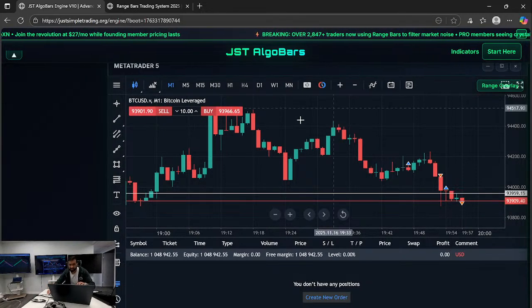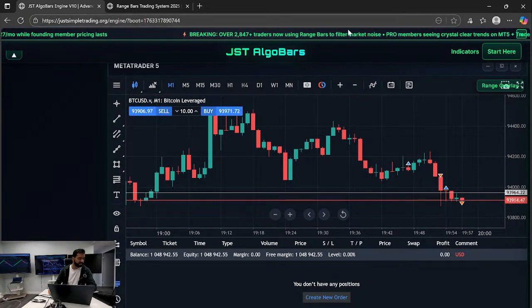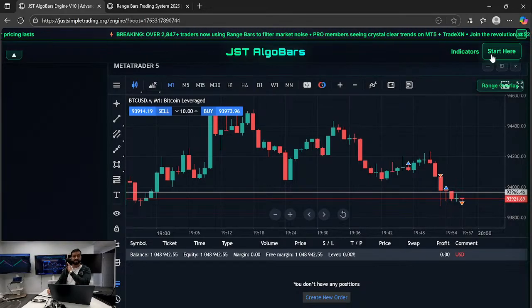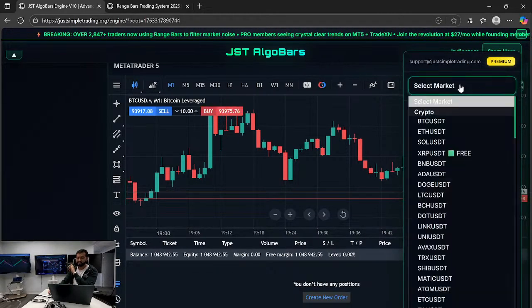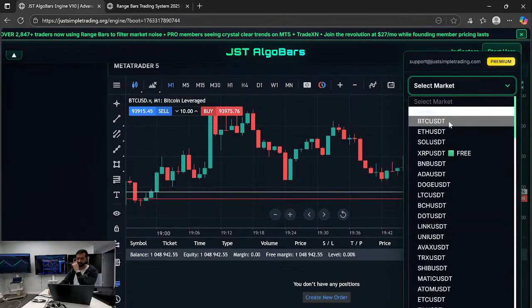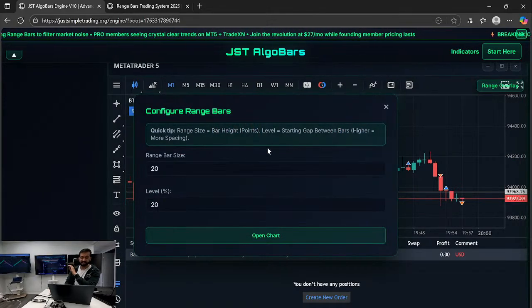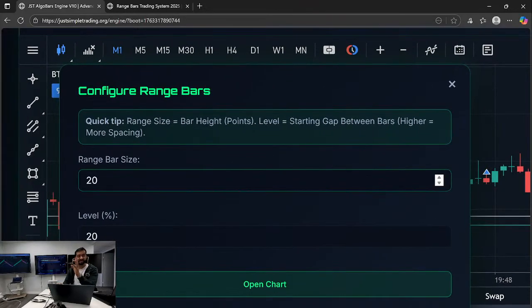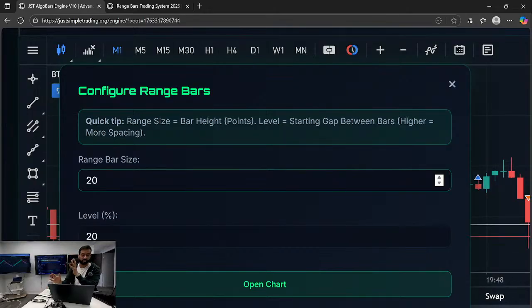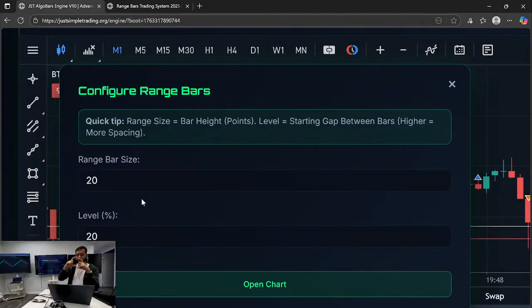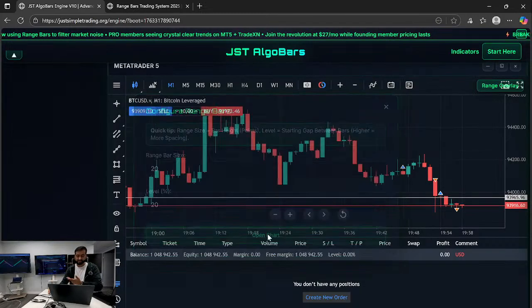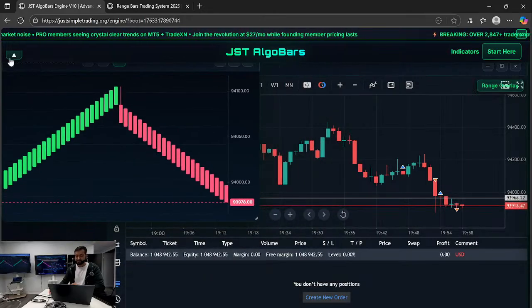All right, so how to set up the range bars. Basically, you just click start here on the top right, then you select whichever market you want. So let's say we want to open up BTC. Right here, it says configure range bars, right? The range bar size for BTC, I like to leave it at 20, because 20 points is the size of each bar. And then I leave the level also at 20. That way you have a nice step up or a nice step down and we're able to see exactly which way the trend is going. Then very simply, we just click open chart and here's the range bars.